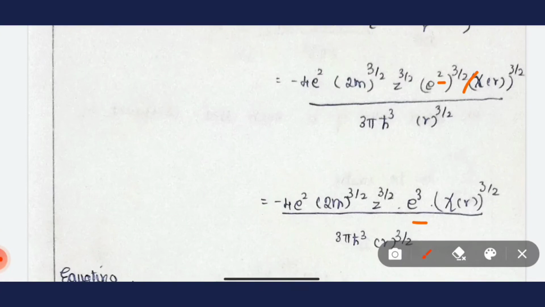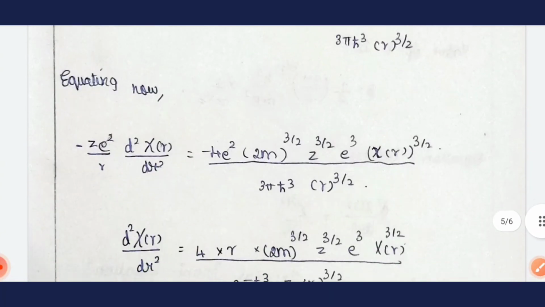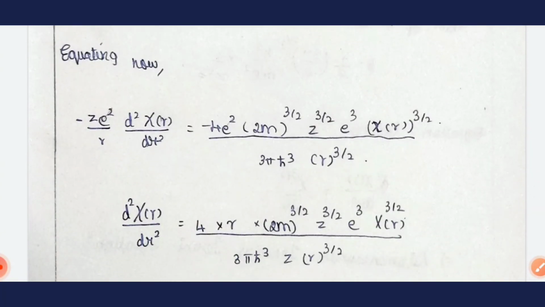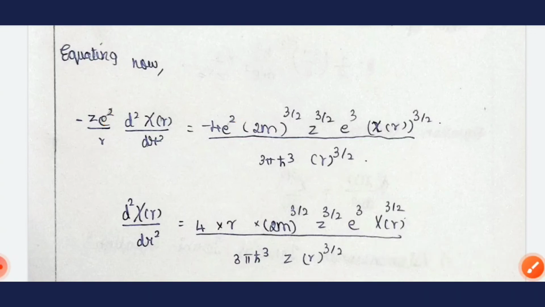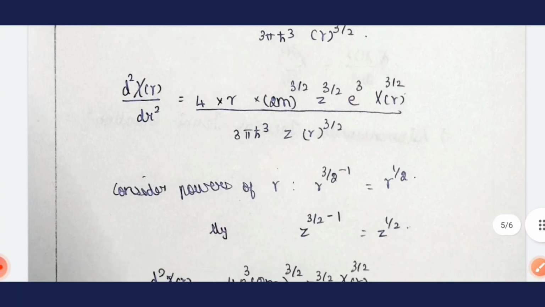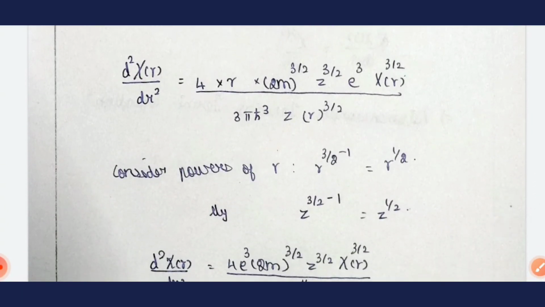Now equating the results of both the left hand side and right hand side, we have this result. Here we are going to cancel some terms. e square is common in both RHS and LHS, so we can cancel out this e square. And here we have z term and we have z power 3 by 2. Similarly, we have r in the denominator on the left hand side and also r power 3 by 2 in the right hand side. So considering the powers of r and z, we can write it like this.